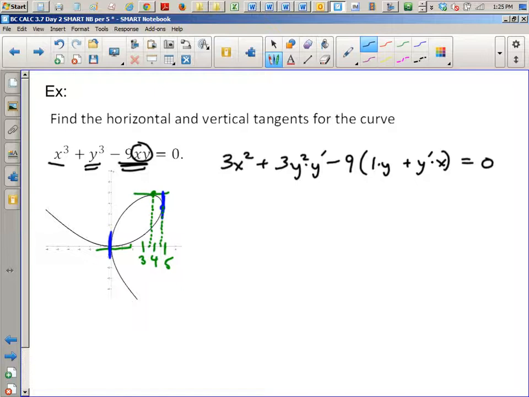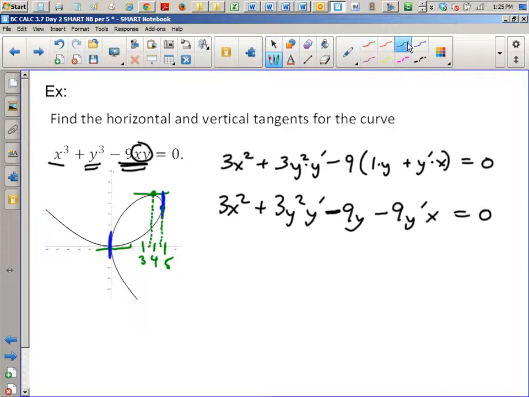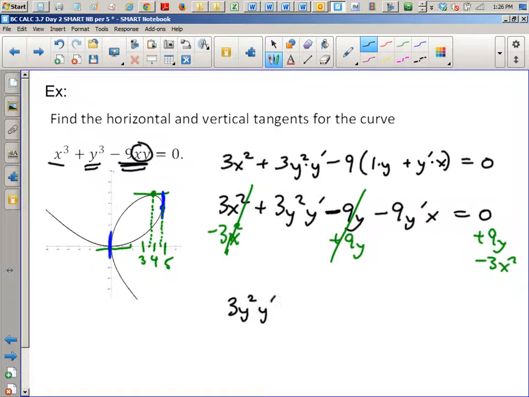Okay, so let's go and distribute the negative 9. So we have 3x squared plus 3y squared y prime minus 9y minus 9y prime x equals 0. I see two terms that don't have a y prime in them. Let's get rid of them. So let's add the 9y to the right and subtract the 3x squared to the right. That'll clean up the left side. All right. So I have on the left 3y squared y prime minus 9y prime x equals 9y minus 3x squared.